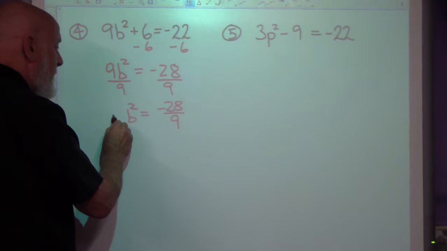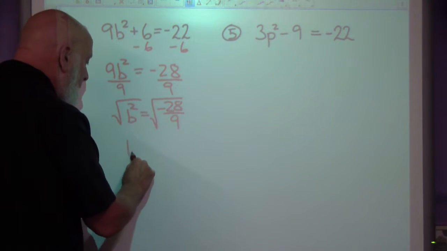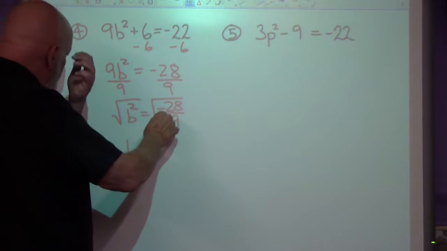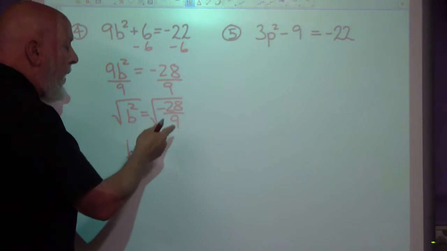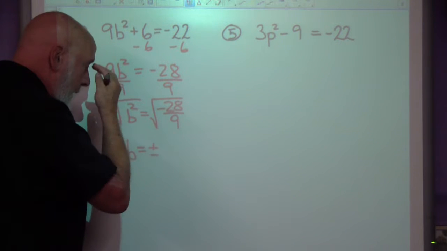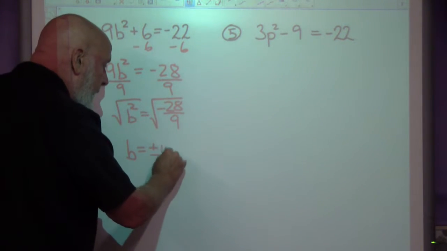Taking the square root of both sides is going to give me b is equal to plus or minus the square root of negative 28 over 9. Well, that minus sign, I'm just going to pull that out now. I've been telling you all, I'll think of that as the square root of negative 1. Another way I can think of it is, well, I know this minus sign is going to come out as an i. So there it is.